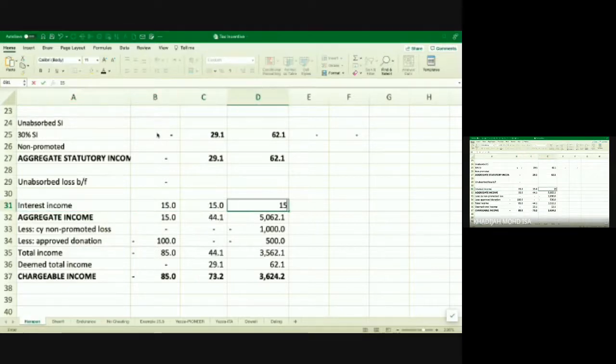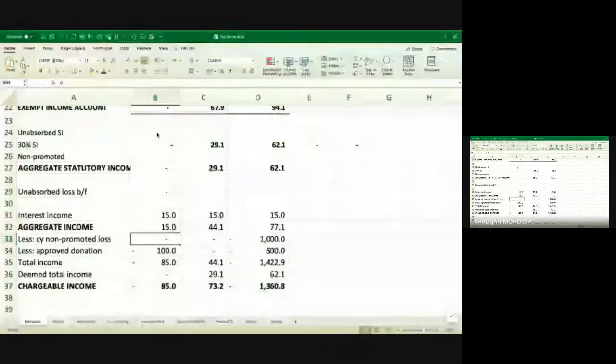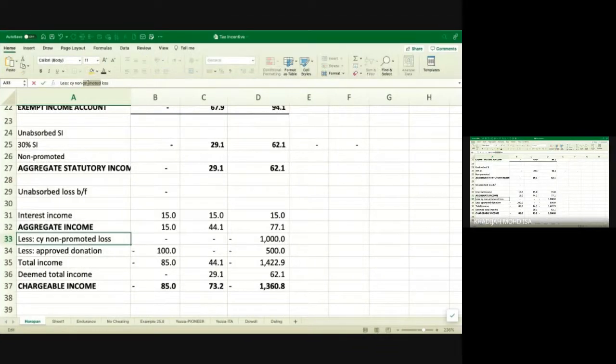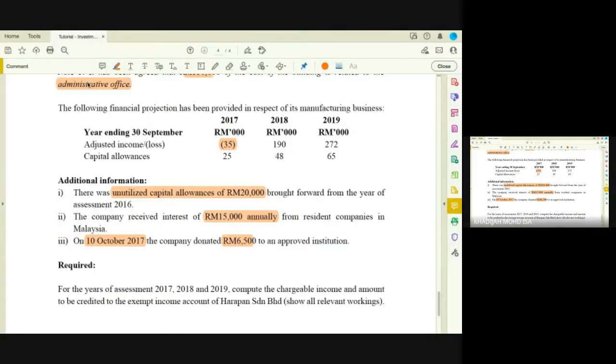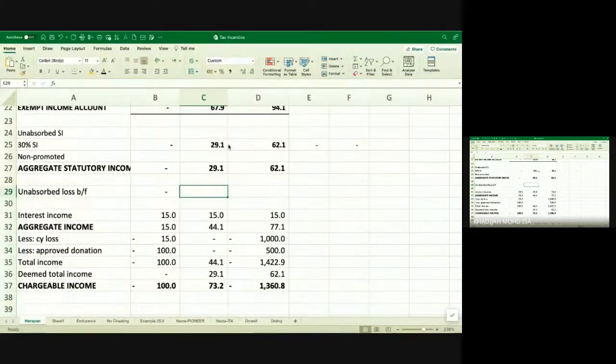and 15. So your aggregate income is the total of 27 and 31. So 15 for the first year. Do you have any current year non-promoted? Current year loss, no need to mention. How much is the loss for the current year? You have 35. Right, 2017, you have loss of 35. So you use minus 15 only. So the balance, how much is the balance? 35 minus 15 is minus 20. Let's see that later.